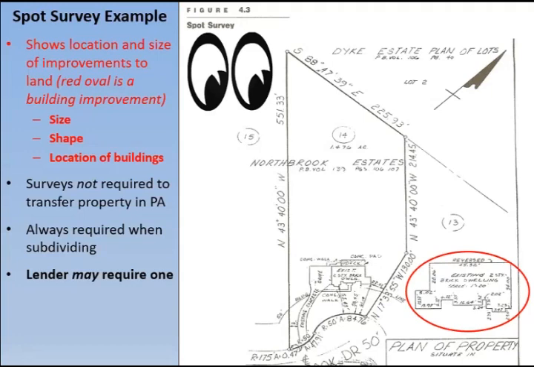Yeah, spot survey, all it means is it's a regular survey, but it has a spot in addition to what's being surveyed. That spot could be a house. It could be a barn. And usually when they're doing spot surveys, anything that's a physical structure or an improvement on that property is drawn on the survey itself, on the sketch.